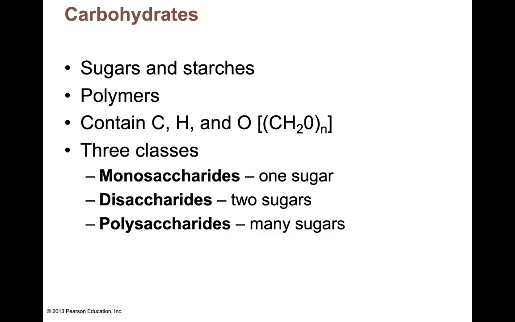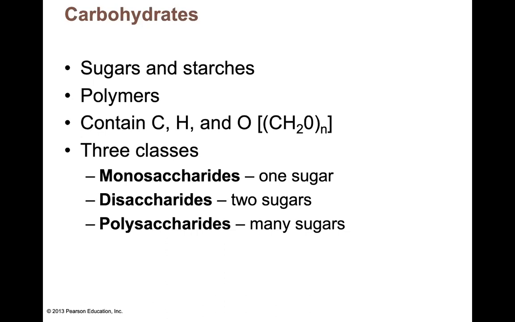So our first organic molecules, carbohydrates. This is sugars and starches. They do form polymers. They contain carbon, hydrogen, and oxygen in the typical formula of CH2O to the n power. So for example, if n was 6, it would be C6H12O6. Okay, so for every carbon and oxygen, you'll have 2 hydrogens.